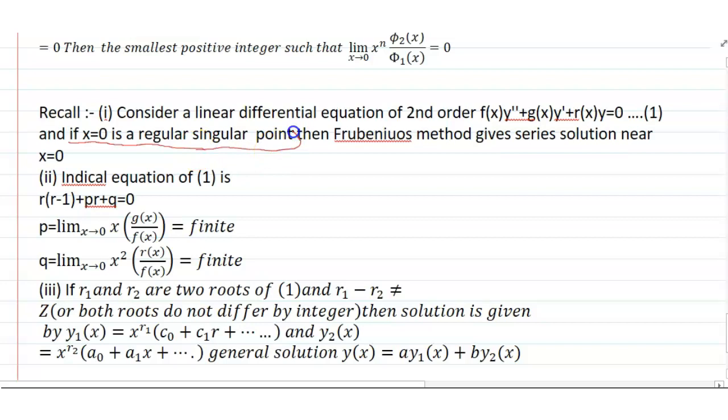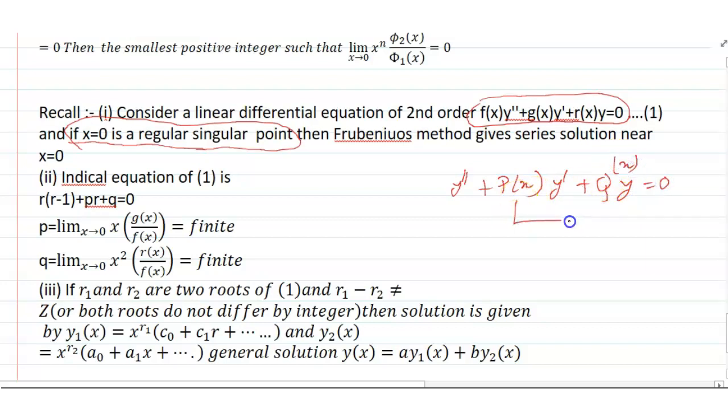So friends, regular singular point is very important. How can I understand? If this equation can be written this way, y double dash plus p(x) y dash plus q(x) y equals 0, then you will see that p(x) and q(x), these two portions are analytic. If these portions are analytic, then the point x is equal to 0 is a regular singular point, friends. Must remember.